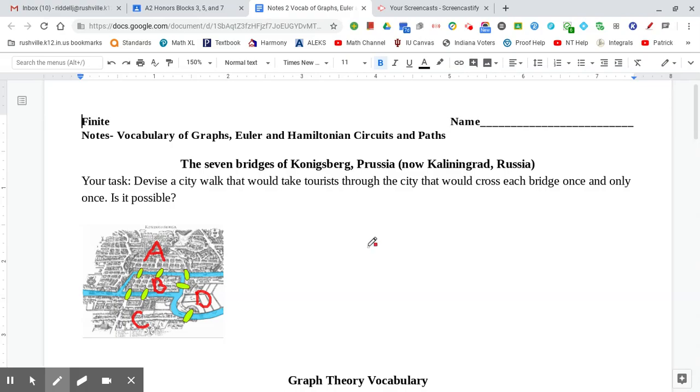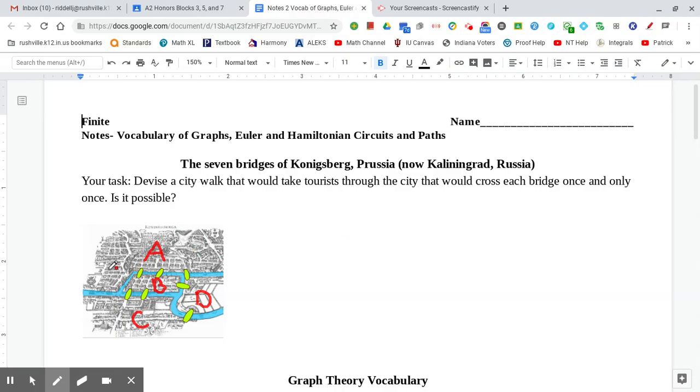Okay, so through trial and error, I think you're probably going to find that it is not possible. No matter where you start, it's not possible to cross each bridge once and only once. All right, so what we are going to do is we are now going to take this graph and turn it into another graph, but a more common type of graph that you're going to see in graph theory. And so here's what that's going to look like.